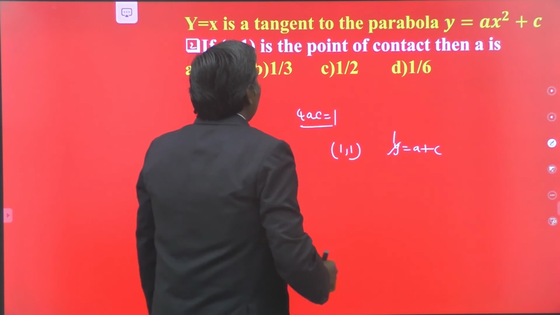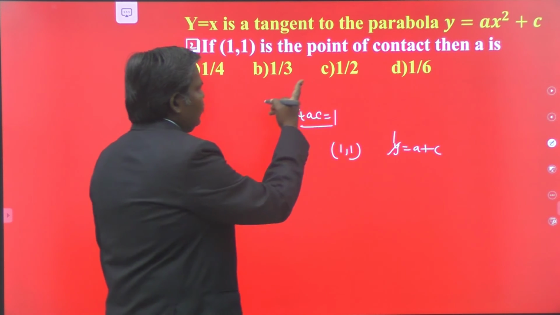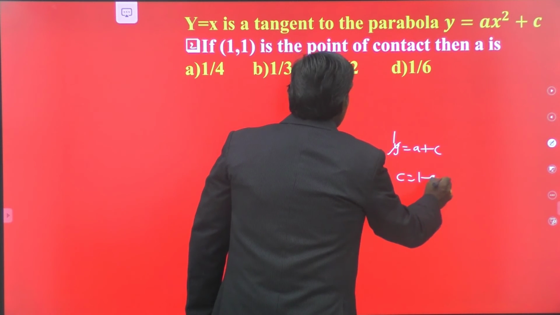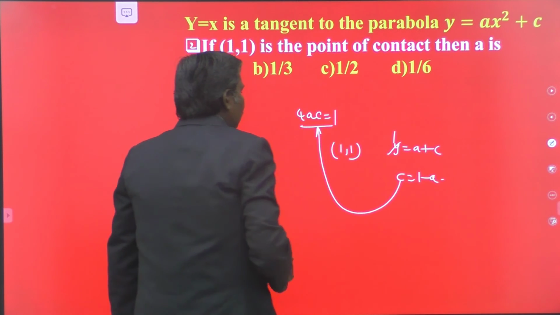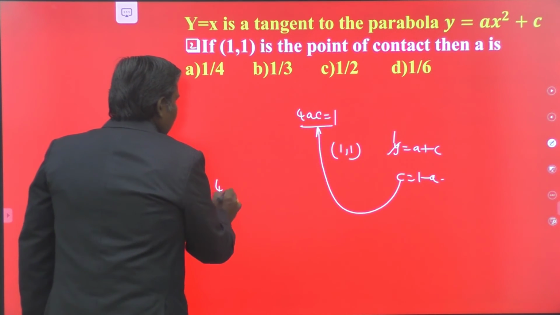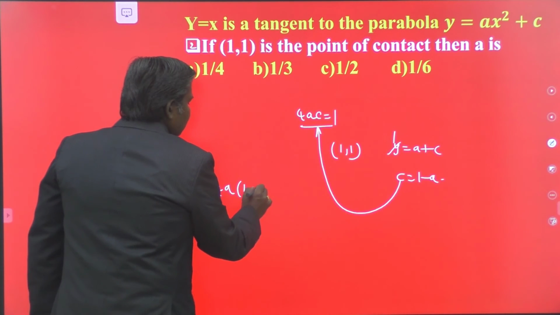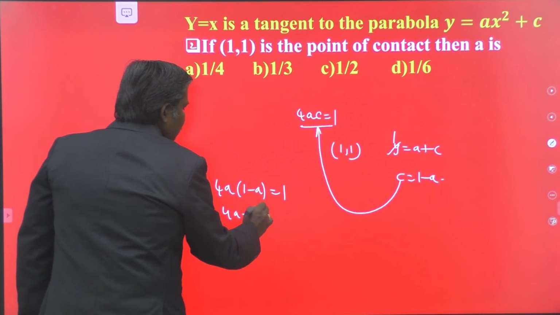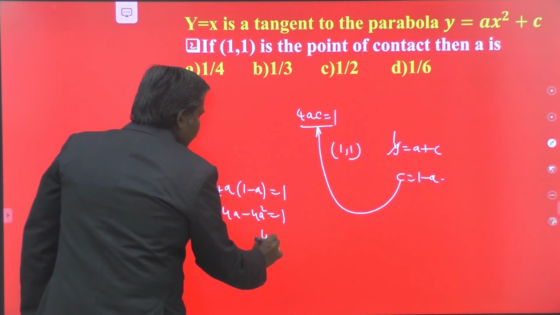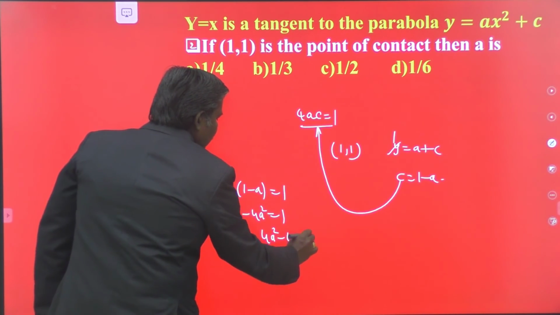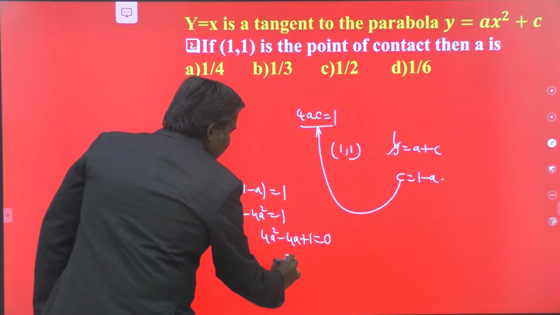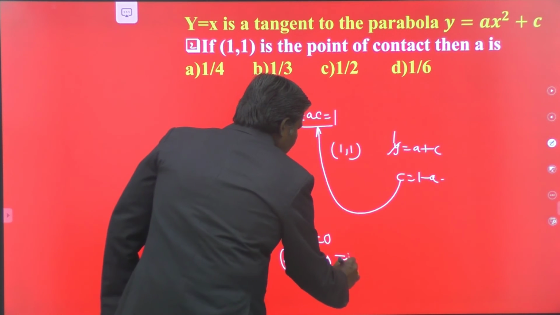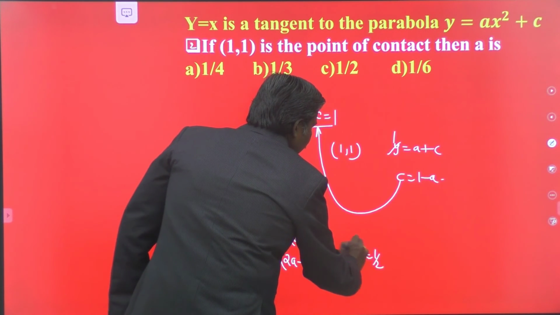4ac is 1. You have to find the value of a, so you have to eliminate c. c is equal to 1 minus a. Substitute c equal to 1 minus a here. 4a times 1 minus a is equal to 1. That is 4a minus 4a square is equal to 1. This means 4a square minus 4a plus 1 equal to 0. It is nothing but 2a minus 1 whole square is equal to 0. This means a is equal to 1 by 2.